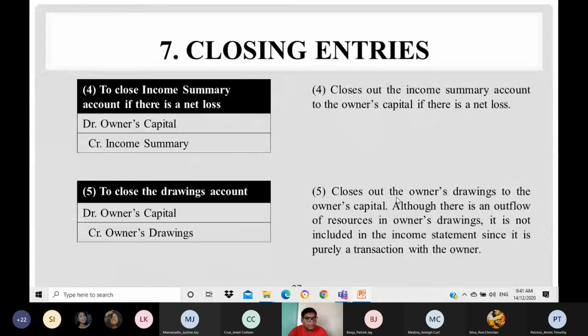So number 5 closes out the owner's drawings to the owner's capital. Although there's an outflow of resources in the owner's drawings. So ibig sabihin, nag-drawing siya, umubra siya. It is not included in the income statement. No? Nasaan ba siya? No? Sa SOE, since it is purely a transaction with the owner.